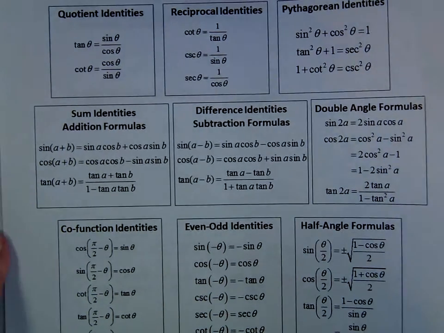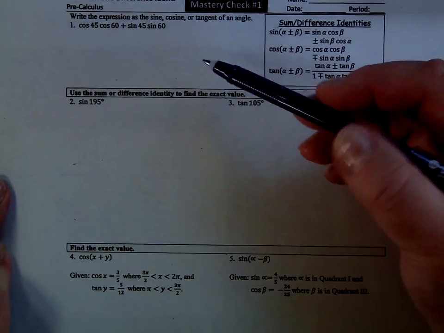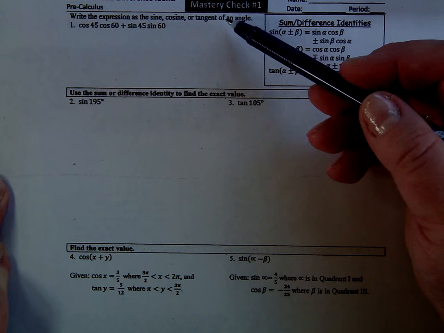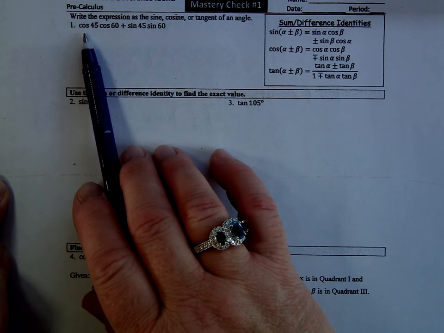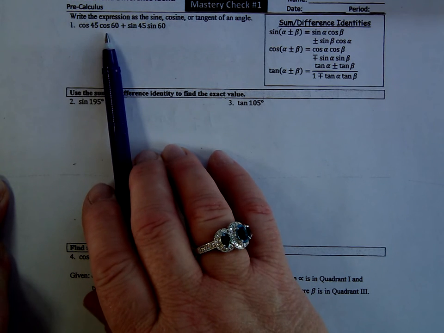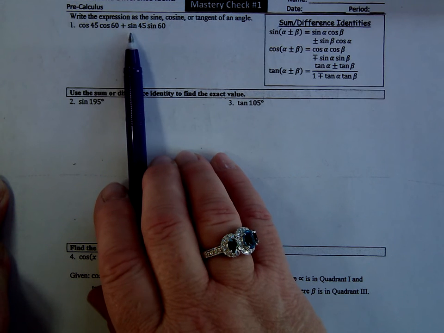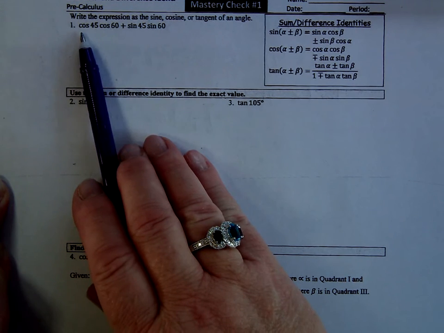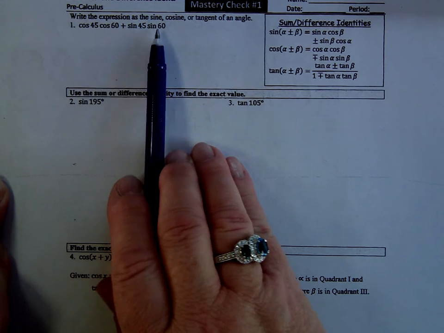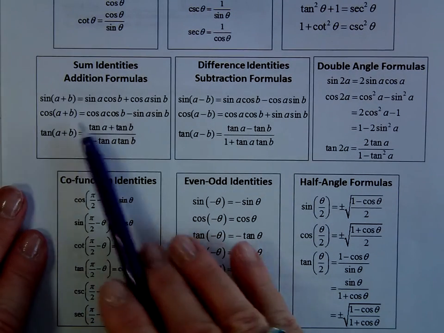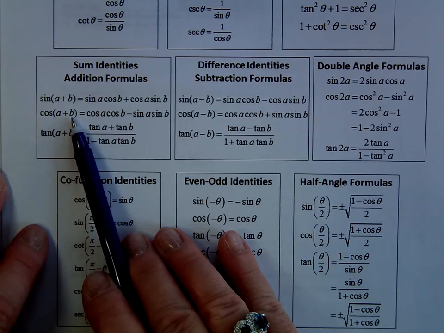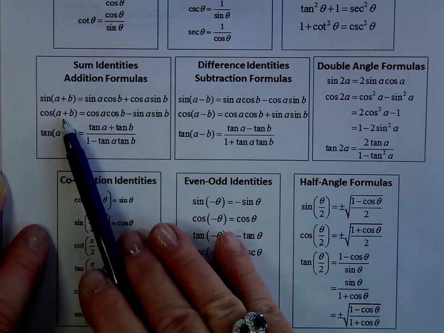All right, let me show you how it works. Number 1, write the expression as the sine, cosine, or tangent of an angle. So I have to see how it's listed. Cosine of 45, cosine of 60, plus sine of 45, sine of 60. So this one goes cosine, cosine, sine, sine. Well, I know if I look back over here, cosine, cosine, sine, sine, it's got to be the cosine of 2 angles. And it's going to be the opposite of whatever the signs are.